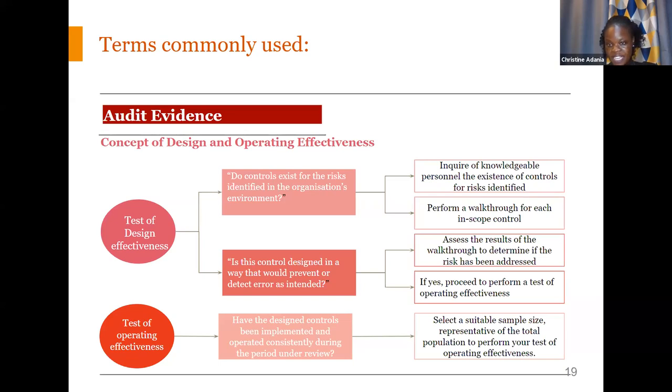So what do you do to answer that question? Inquire of knowledgeable personnel, like Alia said, and then if they confirm to you that there are actually controls, you will have to perform a walkthrough for each in-scope control. What I mean by a walkthrough is an end-to-end process where you will have to address each of the control points, because it's possible that at the beginning the control is designed and operating well. In the middle, they're not doing something. Then at the end, someone signs off and says, okay, now the control is operating effectively, without giving any consideration to the design. So what you'll probably do during a walkthrough is just pick one sample.